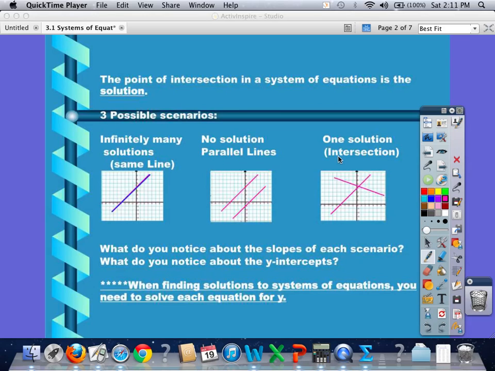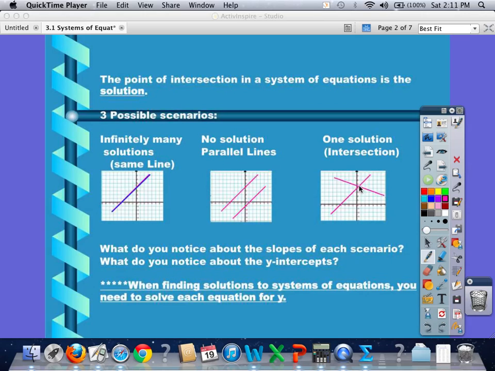The last scenario you might have is one solution, which is going to make an intersection. That means they are going to cross and intersect right at this point, and that is the solution that works. Now remember, we're talking about an ordered pair, which gives you an x and a y. So that x value and that y value will work for both equations. Notice that we are going to have different slopes. One of these is positive, one of these is negative. You'll have different slopes when you have a one solution problem, so that'll distinguish it right away from the other two.